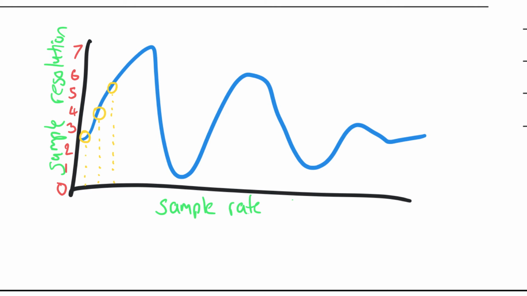If I've got 8 different values, what is the sample resolution? If I want to have 8 values, how many bits do I need? If I had 1 bit, how many values can I make? If I have 2 bits, how many values can I make? If I have 3 bits, I can make 8. So this is a sample resolution, in this case, of 3 bits.